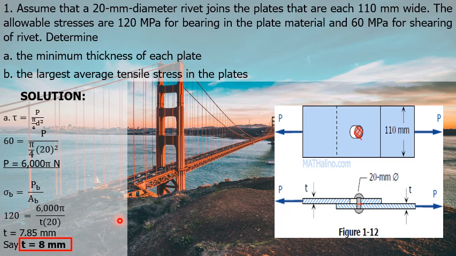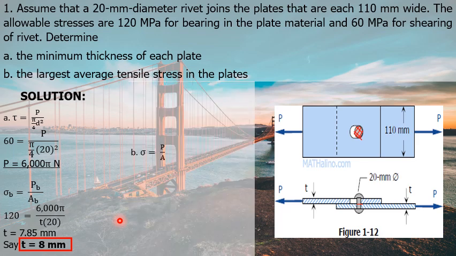Why? As I mentioned before, the bigger the resisting area, the safer. The thicker the plate which resists stress, the safer. That's why we round up. For letter B, we are to get the largest average tensile stress in the plates. Tensile stress, normal stress.